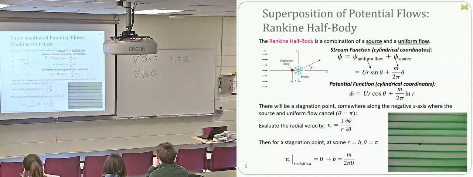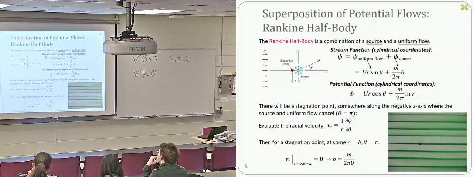So remember that, for example, for a uniform flow, phi was equal to ux plus vy. Putting this into polar coordinates simply requires that we write x equal to r cosine theta, y equal to r sine theta. r can be expressed by the square root of x squared plus y squared, and theta is arctangent y over x. So we can use these expressions to just plug in things.